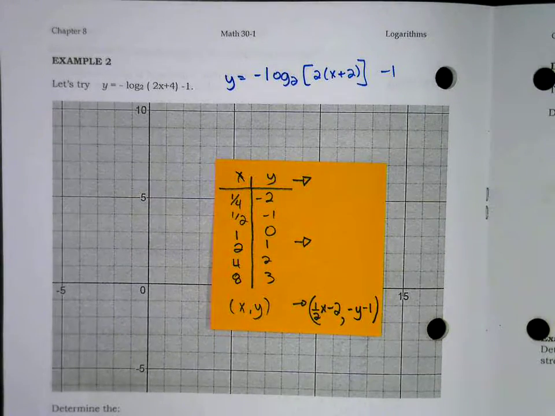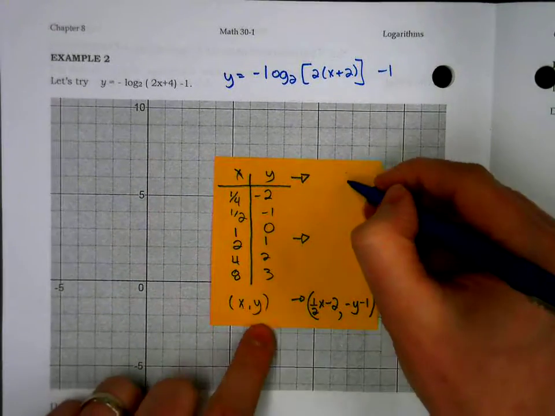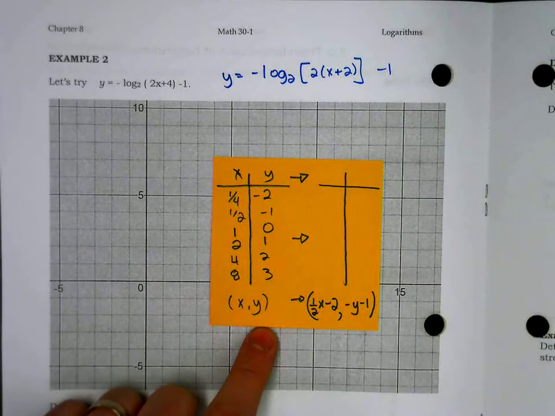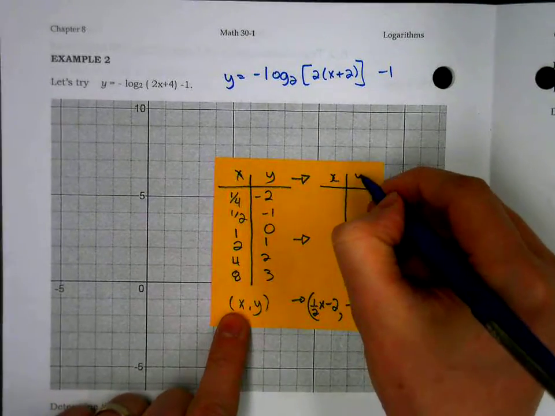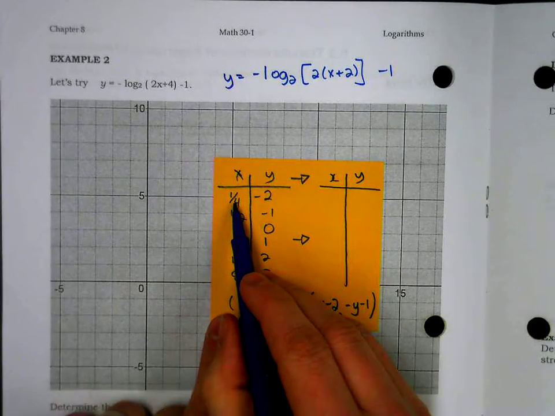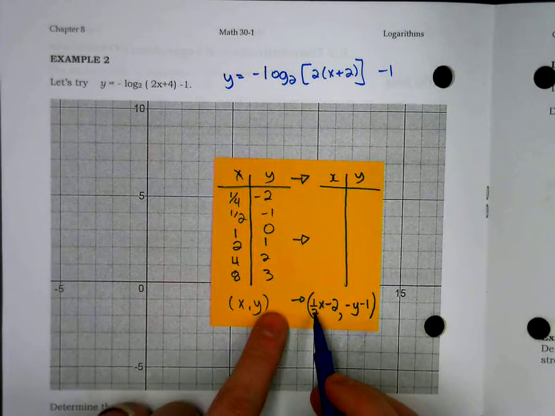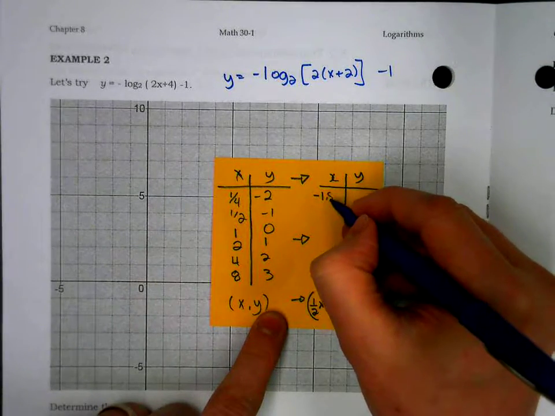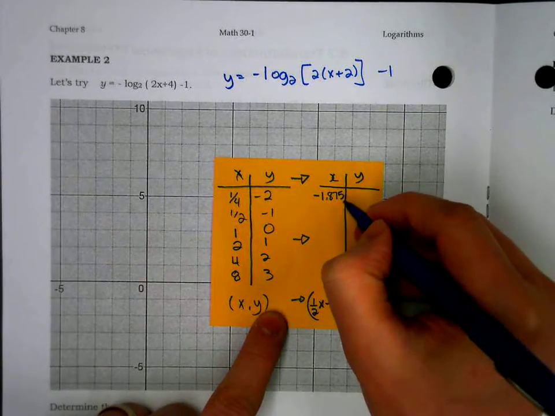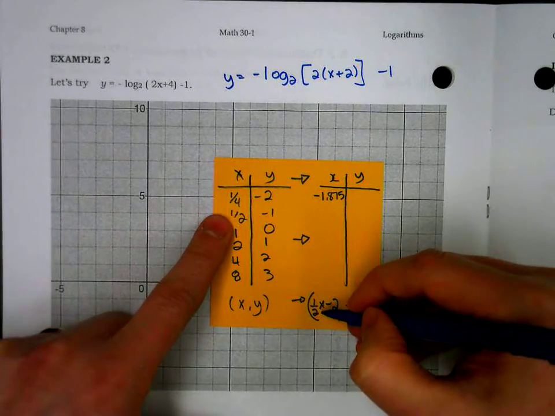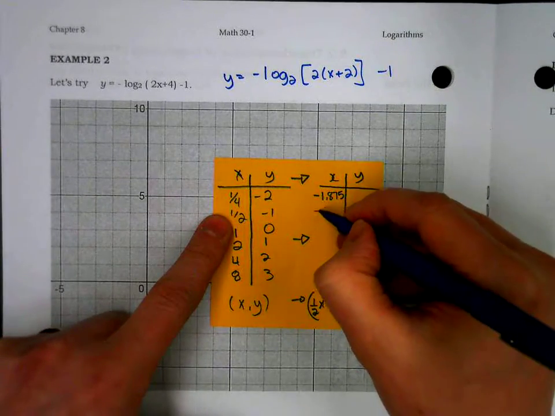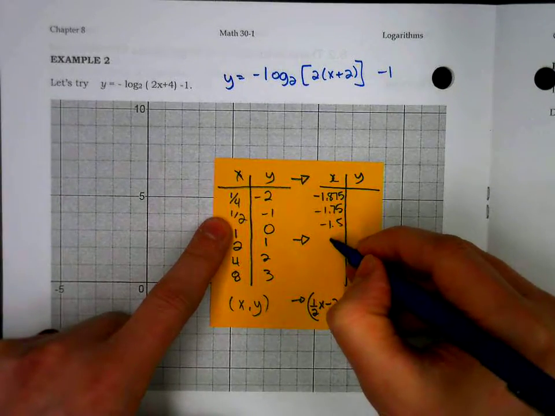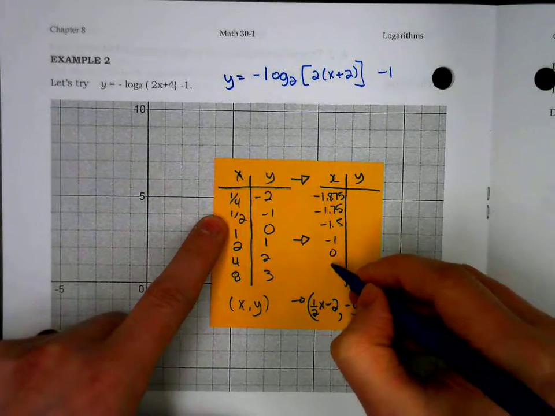So one step at a time, let's maybe do all these x values. If we take this 1/4, times it by a 1/2, and then subtract 2, we end up with a -1.875. If we take the 1/2, times it by a half, and subtract a 2, we have a -1.75. Continuing that trend, it's a -1.5, a -1, a 0, and a 2.